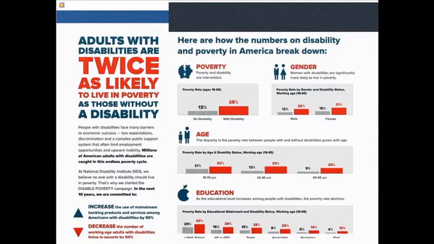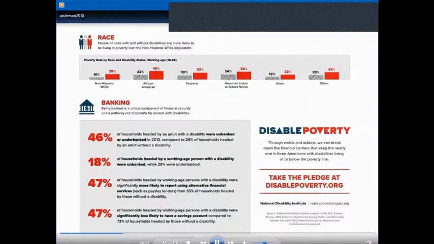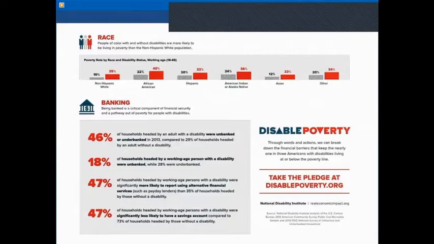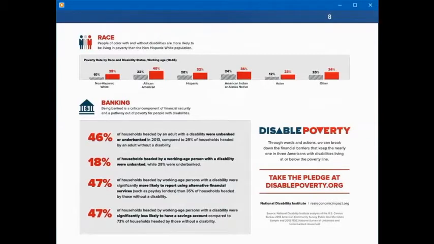We also know that people of color with and without disabilities are more likely to be living in poverty than the non-Hispanic white population. Unfortunately, this is a stubborn statistic that has persisted over time, but it also illustrates part of the underpinning and the reasoning behind a technical assistance center that is specifically focused on targeted communities. The goal, again, is to help change some of this.